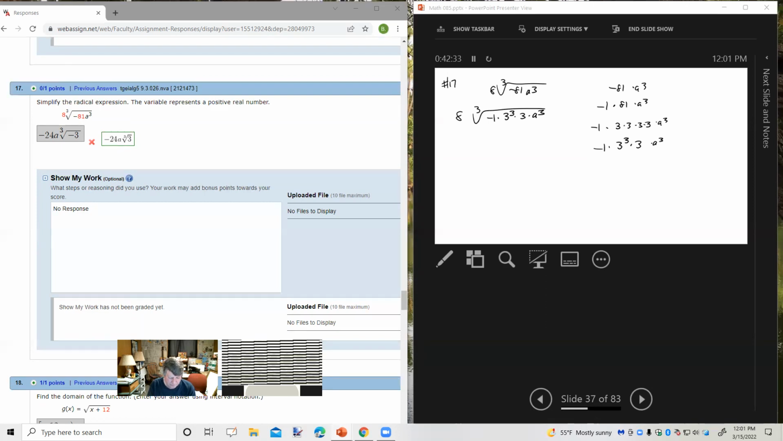So we've got an 8 outside. The cube root of negative 1 is negative 1 outside. The cube root of 3 cubed is 3 outside. The cube root of a cubed is a outside. So we've got negative 24a cube roots of 3.